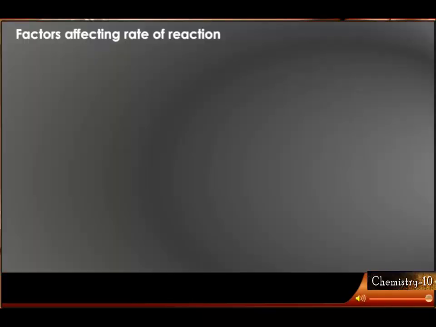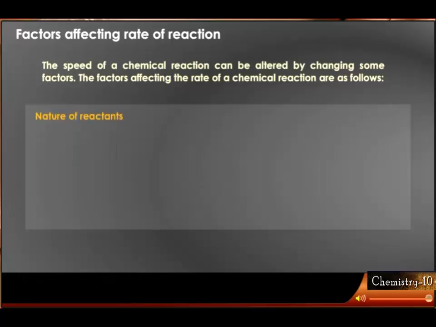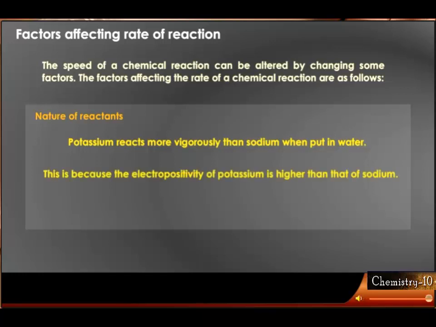Factors affecting rate of reaction. The speed of a chemical reaction can be altered by changing some factors. The factors affecting the rate of a chemical reaction are as follows. Nature of reactants. Potassium reacts more vigorously than sodium when put in water. This is because the electropositivity of potassium is higher than that of sodium.